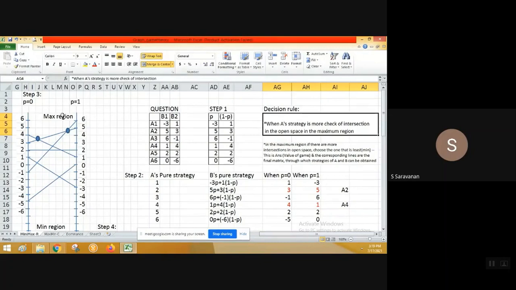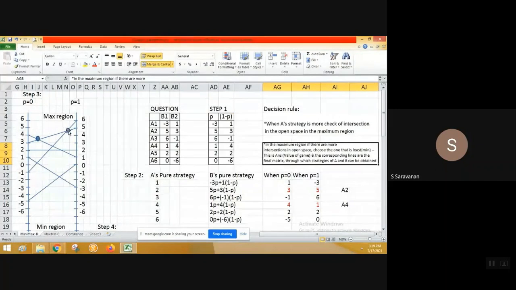See here, in the maximum region, this is the open space. This is not open space, this is not open space, this is not open space. So this is the open space. In this open space, identify where intersections are. This is one intersection, this is another, so you have two intersections. So in the maximum region, if there are more intersections, as in our problem where we have two, you have to choose the one that is minimum. So which is minimum?